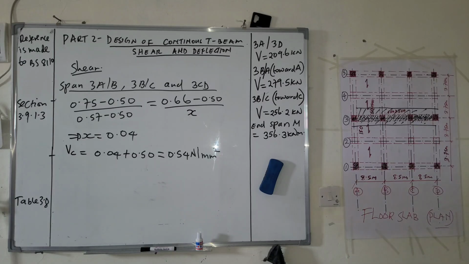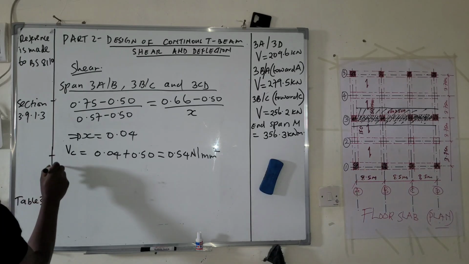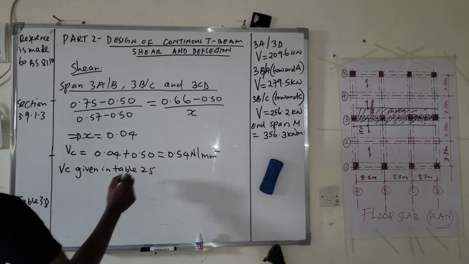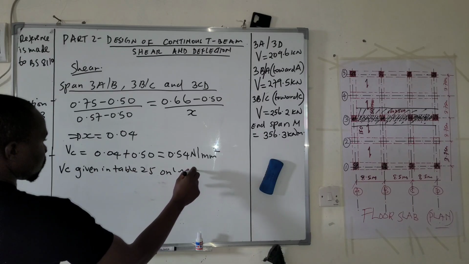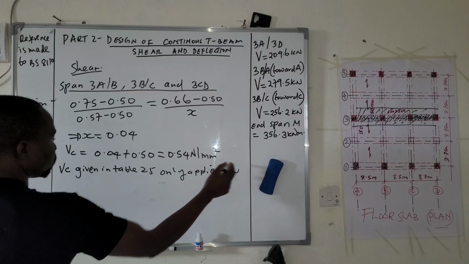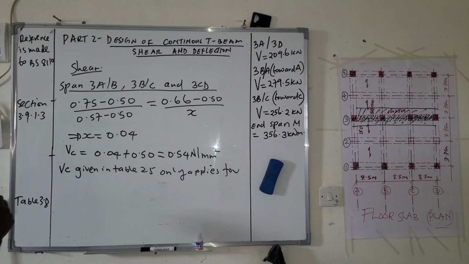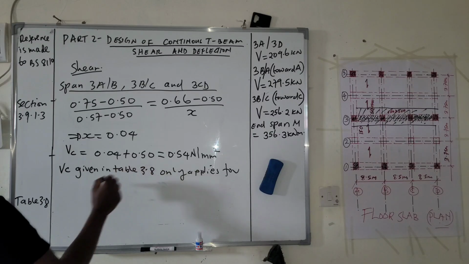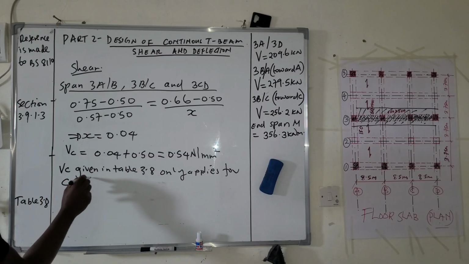So our question has a class of 35. And you can remember that the Vc given in table 3.8 only applies for class 25 of concrete.